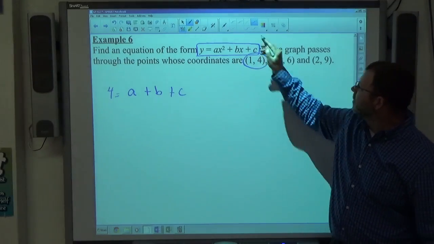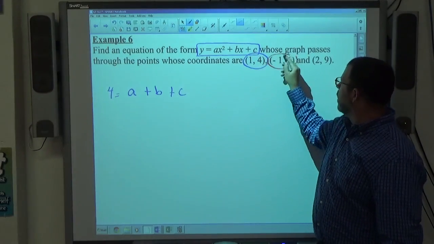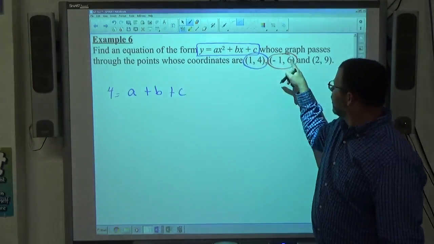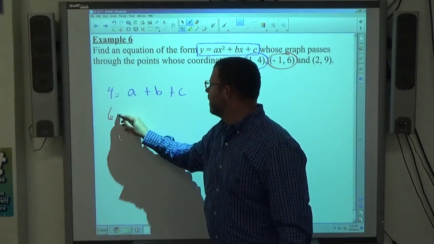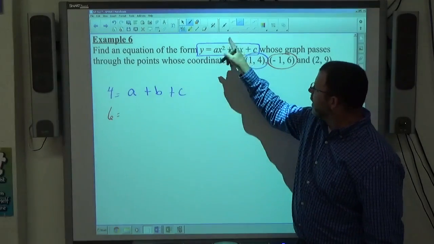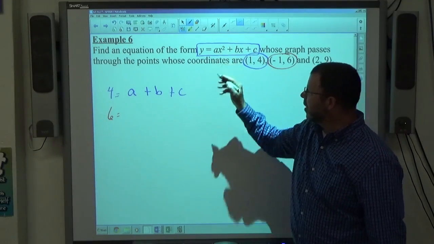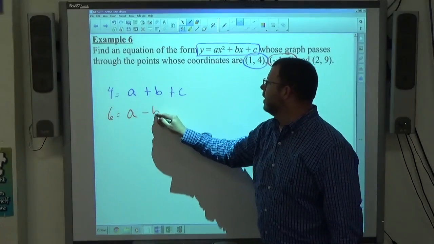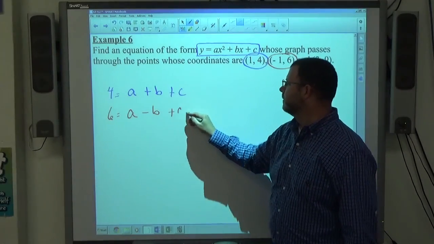In that ordered pair. The second ordered pair is negative 1, 6. This is x, this is y, this is my structure. Y is changing into the number 6. X is changing to negative 1. Negative 1 squared is positive 1 times a is a. Negative 1 times b is going to be minus b, and then plus c.